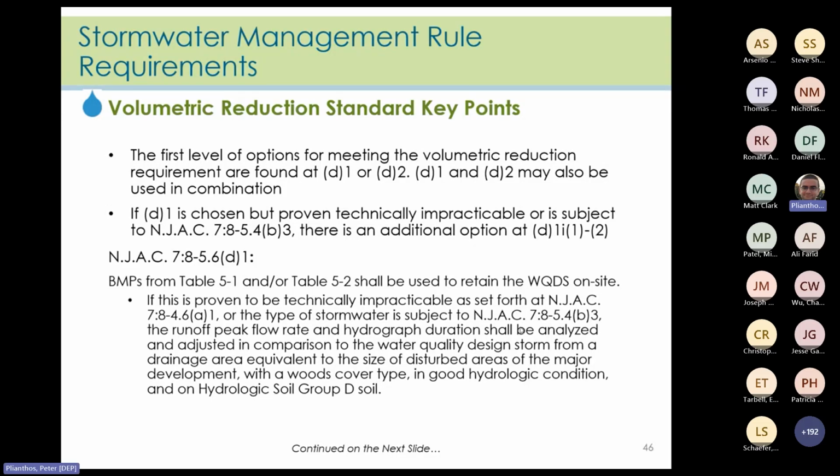D1(i)1 and 2 involve an analysis of the runoff peak flow rate and hydrograph duration for the water quality design storm for the site. The runoff peak flow rate and hydrograph duration will also be found for a drainage area equivalent to the size of the disturbed area of the major development with a woods cover type in good hydrologic condition and on hydrologic soil group D soil. The runoff peak flow rate and hydrograph duration will be compared between the two, and for the actual site, the peak flow rate shall be lower and the hydrograph duration should be longer when compared to the equivalent wooded area.